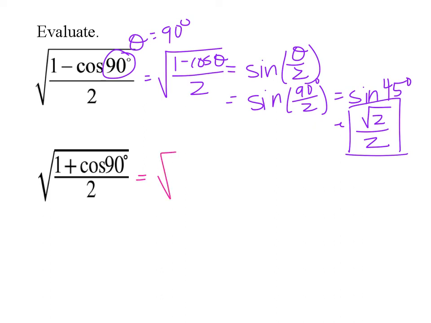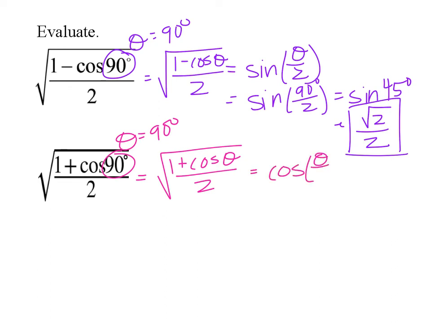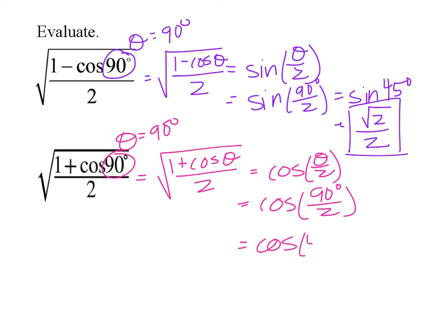Next example, square root of 1 plus cosine theta over 2. In this case, theta equals 90 degrees. And that looks like the half angle for cosine. So this is equal to cosine of theta over 2. So cosine of 90 degrees over 2. So cosine of 45 degrees. Cosine of 45 degrees is square root of 2 over 2.